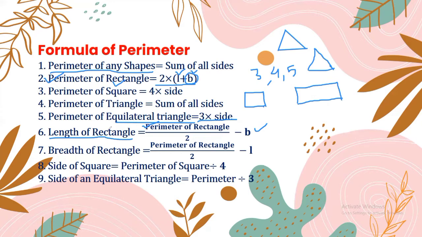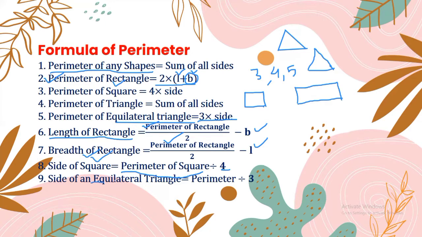Got it? Now next one, if the perimeter of a rectangle is given and the length is given, how can you find the breadth? This formula can be applied to get the breadth of the rectangle. Now next one is the side of a square. Suppose the perimeter of the square is given. Then the perimeter of the square divided by 4 gives the value of the side.